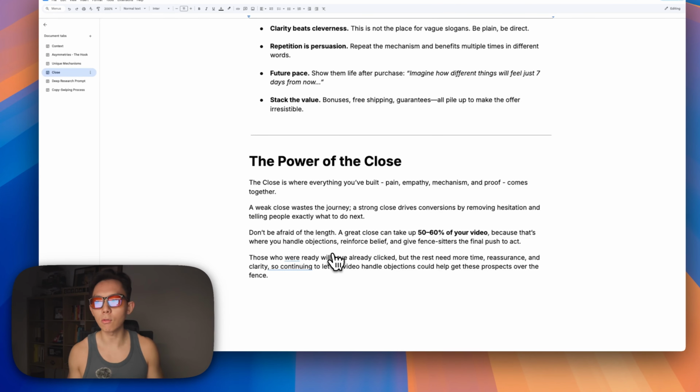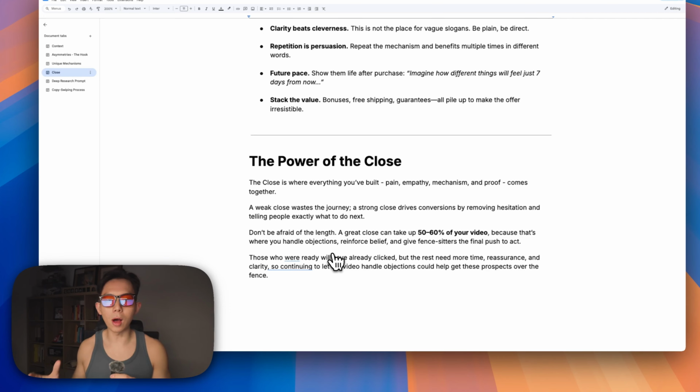Now, the close is powerful because it is where everything you've built, pain, empathy, mechanism, and proof, comes together at the end. A weak close essentially wastes the entire journey. But if you have a strong close, it drives conversions by removing hesitation.